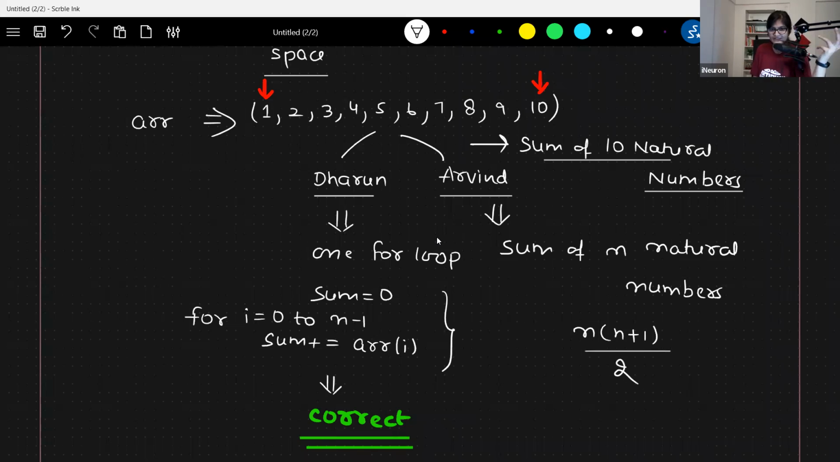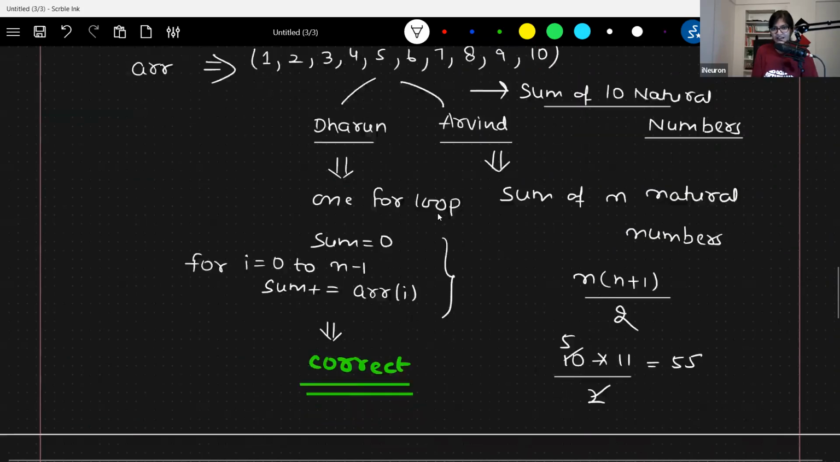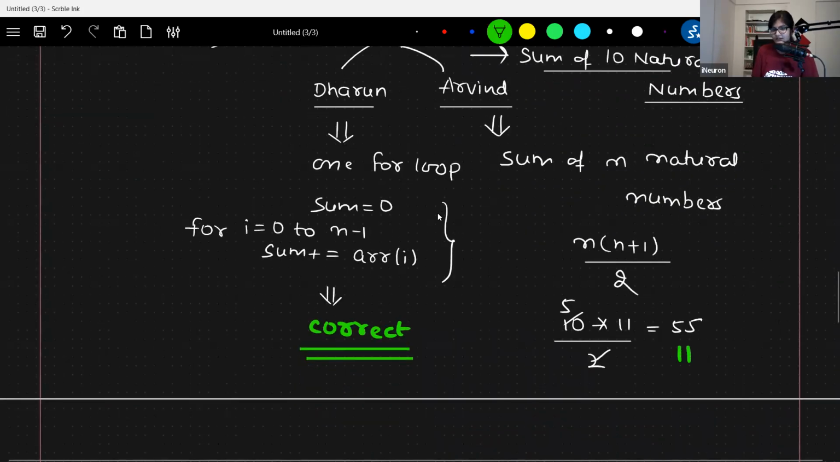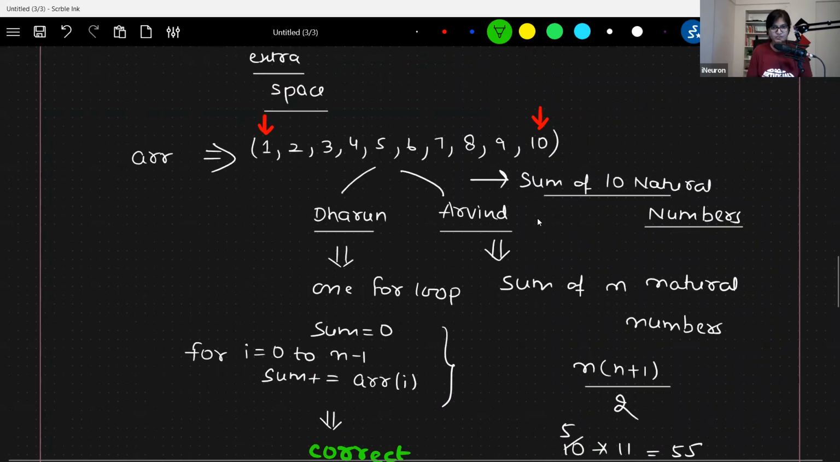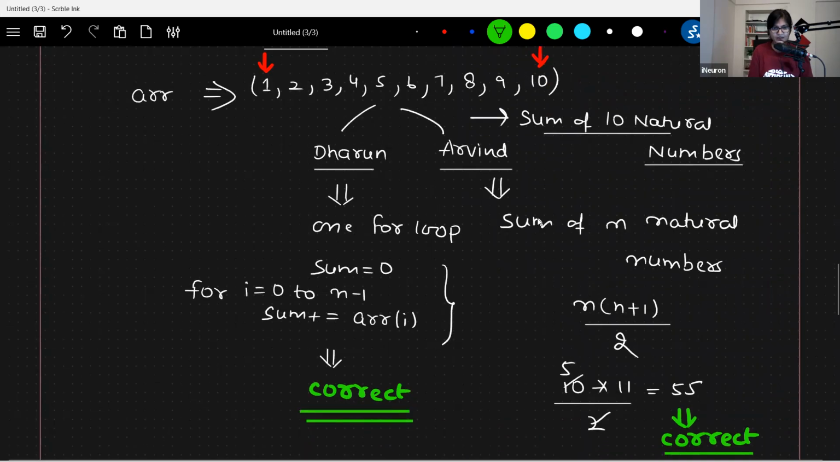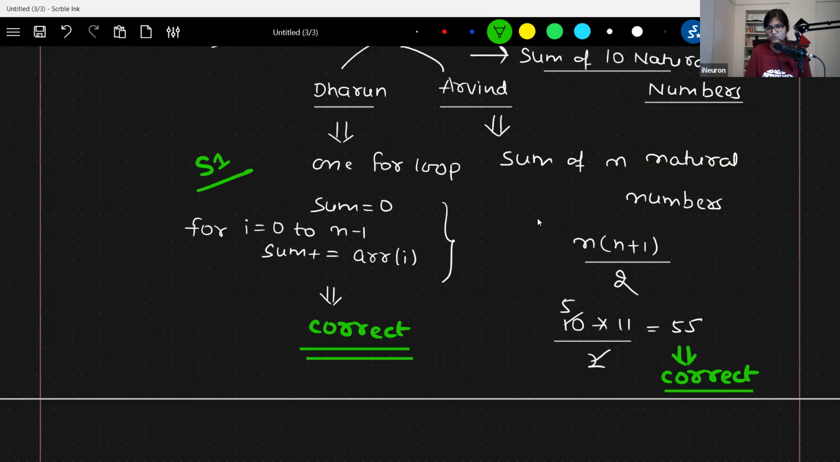So I told him it's amazing. So he said that you are saying 10, so what I will do is that I will simply do 10 into 11 by 2. So it will be 55. Now I am saying that, okay, this answer is also correct. So here, the important point to understand is that both of them are correct. This is the approach solution number 1. This is the solution number 2. And both of them are equally correct.